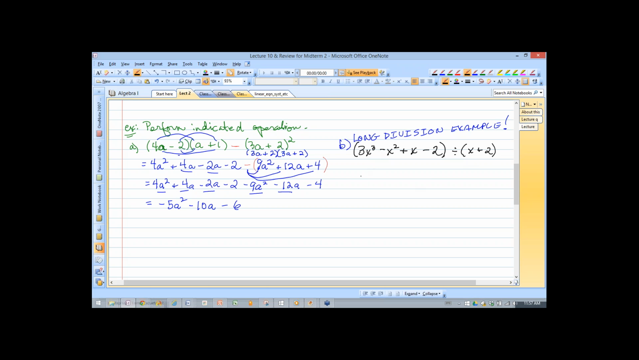Okay, so let's set it up as our long division, okay? This will look like this. So we'll have x plus 2, and leave yourself some room on top and bottom, right? Here's the division house. 3x cubed minus x squared plus x minus 2. Okay?